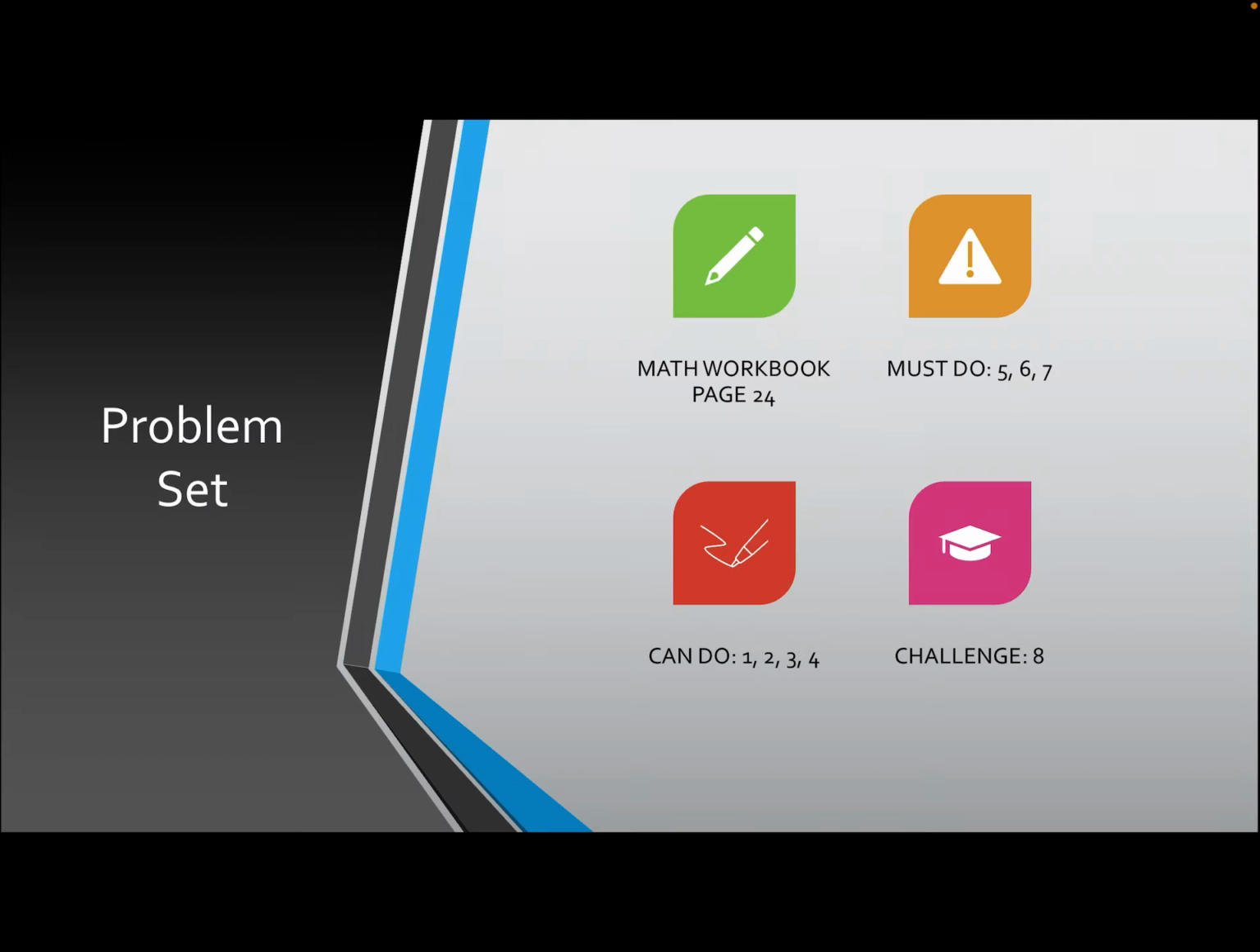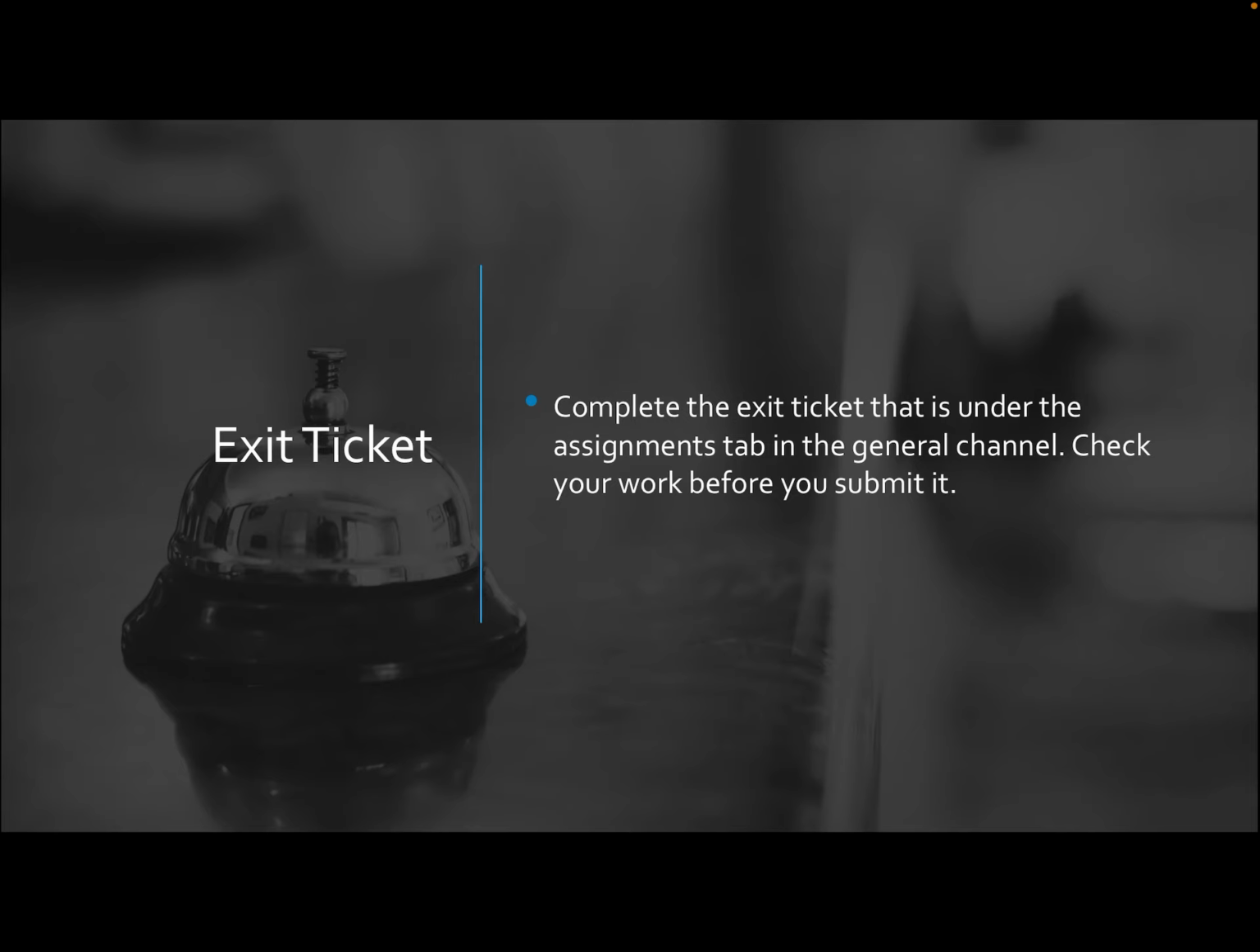For your problem set, you're going to be on page 24. The problem set total is 23 and 24, but for your must-dos, you're just on page 24. Your must-dos are 5, 6, and 7. Your can-dos are 1, 2, 3, and 4, and your challenge is 8.